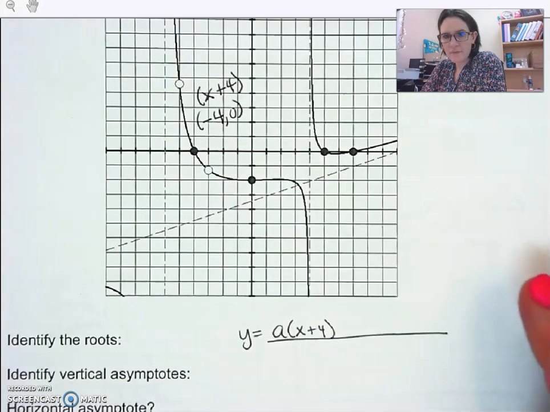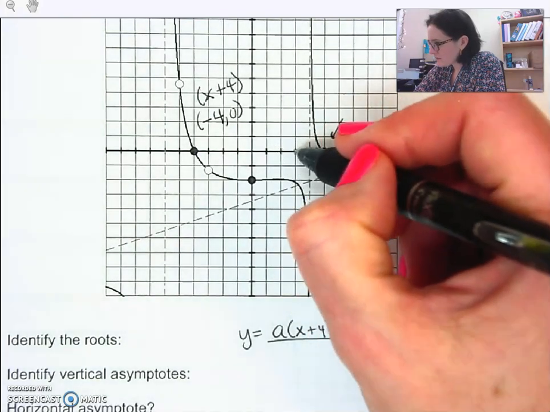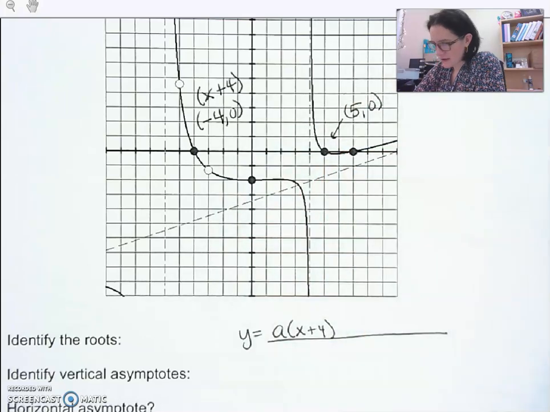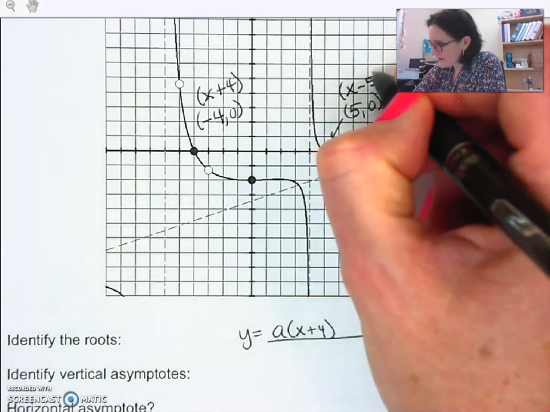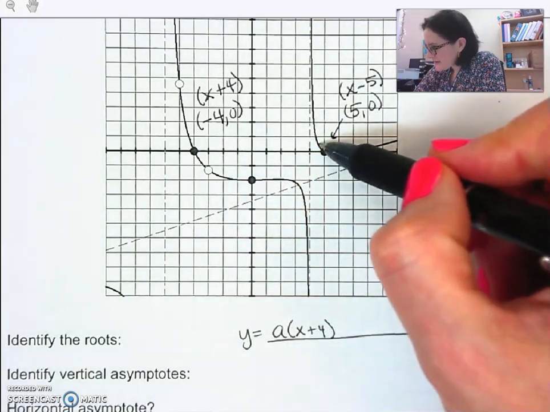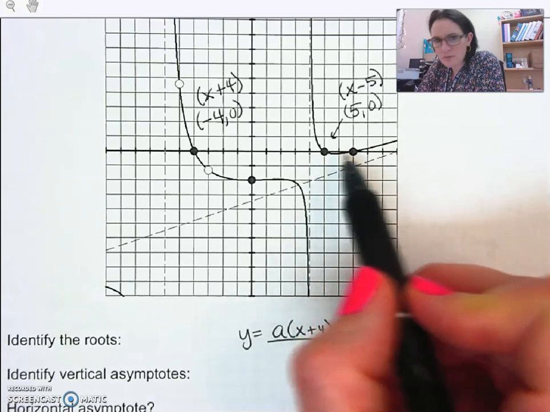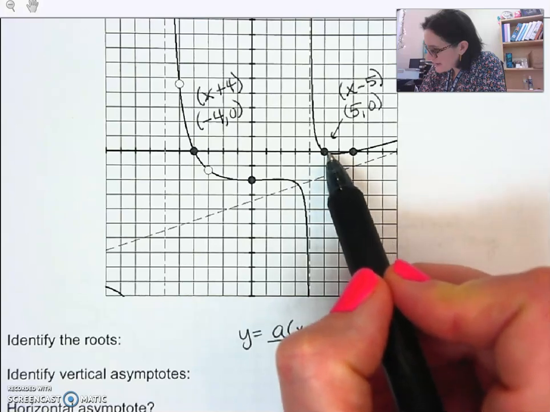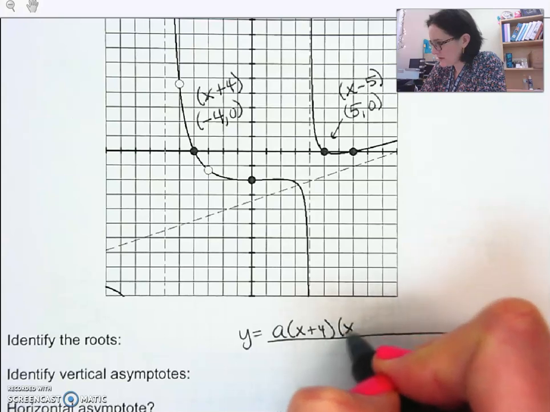Then I have a root here at 5, 0. That would come from a factor of x minus 5. And it is not tangent there. It looks like it might be a little bit confusing, but you'll notice it dips below the axis and then comes up through the other root. So that does not need to be squared either.